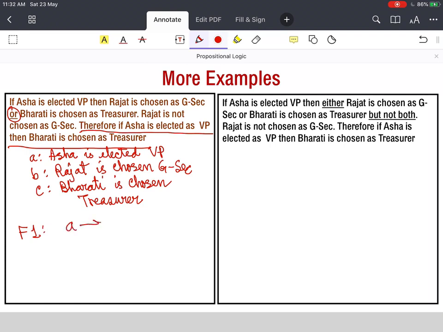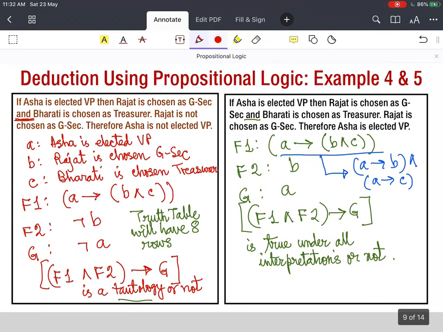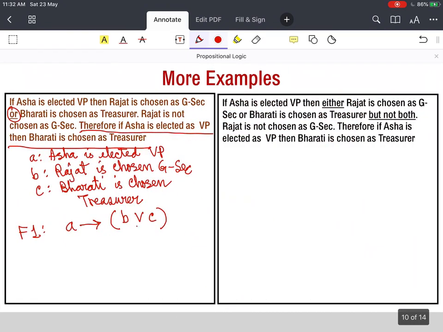And what is my F1? F1 here is: if Asha is elected VP, then Rajat is chosen as GSEC or Bharati is chosen. So this is B or C, whereas in the previous case, it was AND. In this case, it is OR.